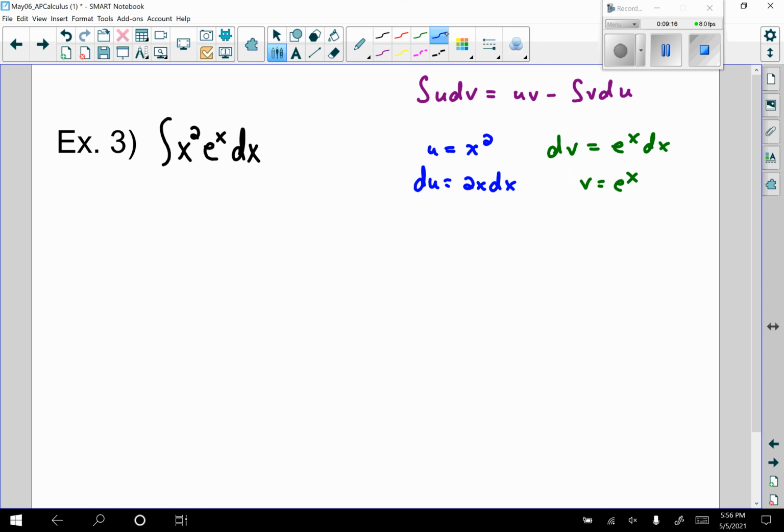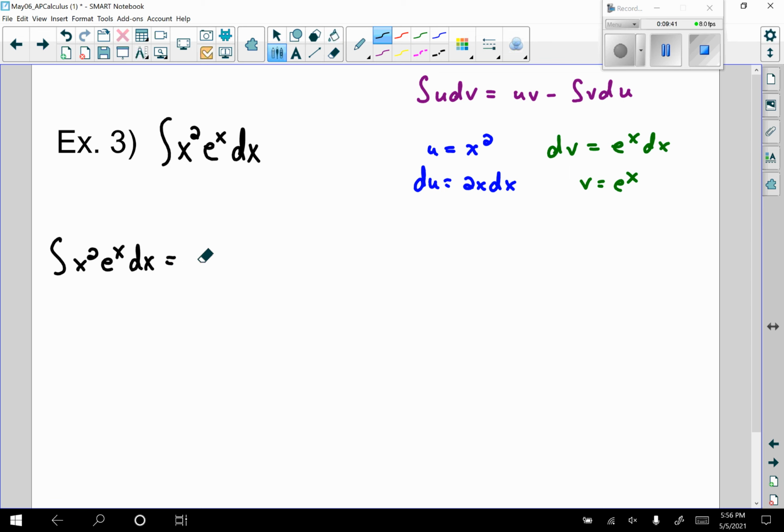Now it's still going to be a lot easier this way versus if we let u equal e to the x and dv equal x squared dx. Because sometimes we may have to repeat the process, and you'll see this in a few more steps, if we had to do this one more time and kept taking the derivative, eventually we'll get a constant. So now we'll write this as the integral of x squared times e to the x dx.